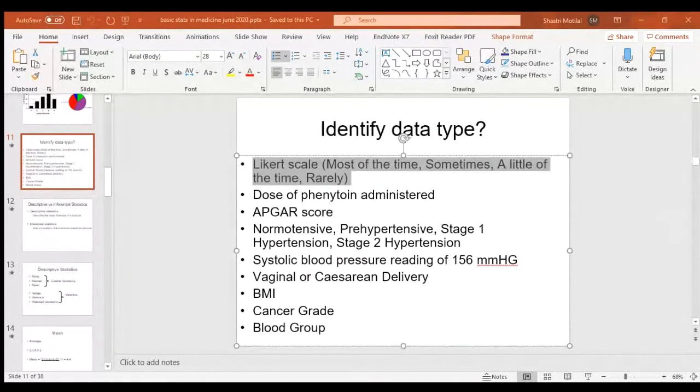Right? So let's see the others. Dose of phenytoin a person gets. Right? Dose of phenytoin a person gets. And let's see.